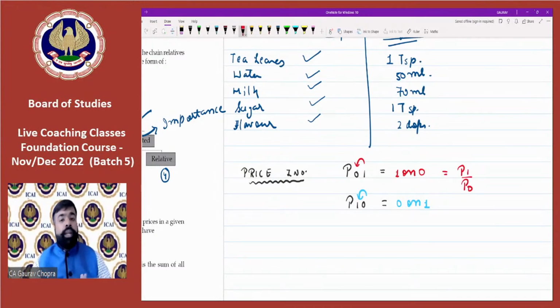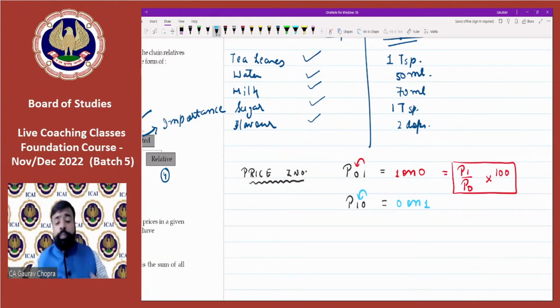we always calculate index number in terms of percentage. So in terms of converting into percentage, we can multiply by 100. So it becomes the basic formula for price index number. So P1 upon P0 multiplied by 100. So this becomes the basic formula for price index number.